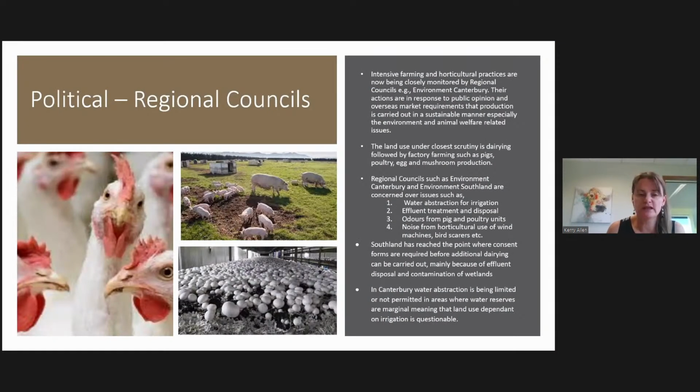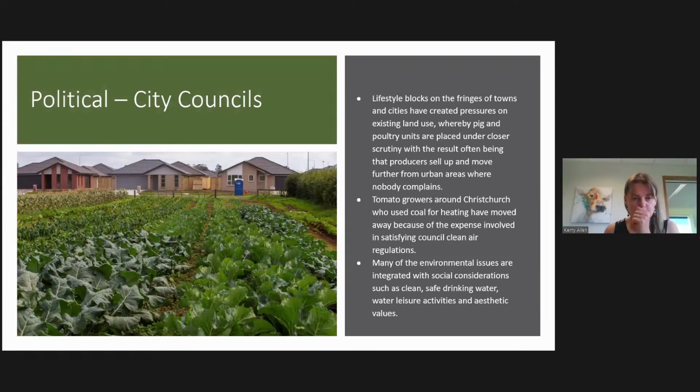They determine what can and cannot be done. The biggest land use scrutiny is on dairying, followed by any of the factory-type farming, such as pigs, poultry, egg, and mushroom production. Predominantly those have smells, and people don't like living where those smells are. But there are also restrictions on water, consents for that water, and effluent discharge. So those are being put out by the regional councils, but city councils also have those, on the fringes of towns.